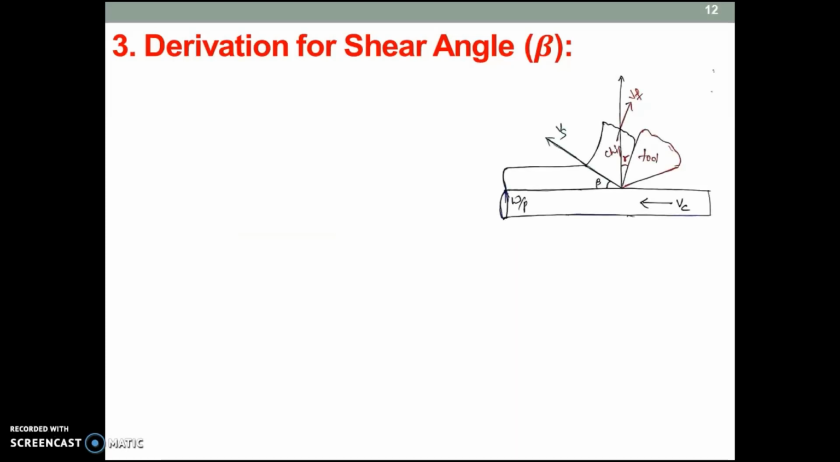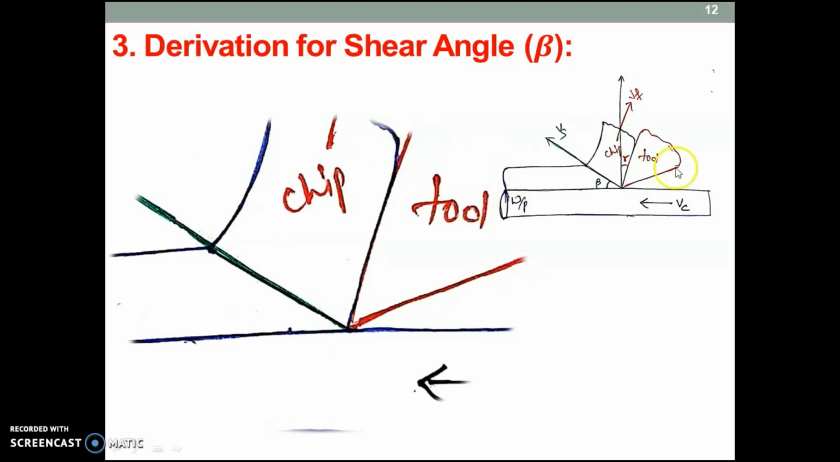Again we have taken the same machining model. A tool is removing some amount of material from the workpiece, and you can see here gamma is your rake angle, which is with the vertical plane, on the rake surface of the tool. Beta is the shear angle, which is between VS and VC, and this is the machined surface. After machining, this amount of material is T1, the uncut chip thickness. This is the chip, that is T2, the chip thickness, and the three velocities VC, VS and VF.